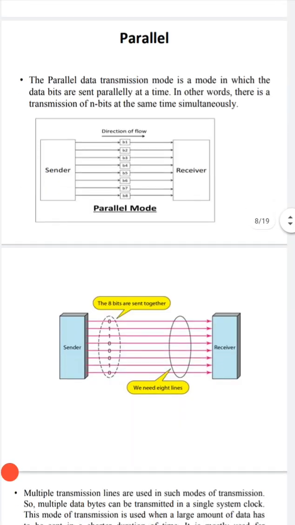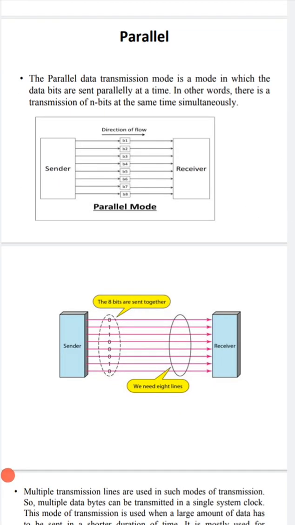Then parallel, the first one. The parallel data transmission mode is a mode in which the data bits are sent parallelly at a time. That means the transmission of n bits at the same time, simultaneously.